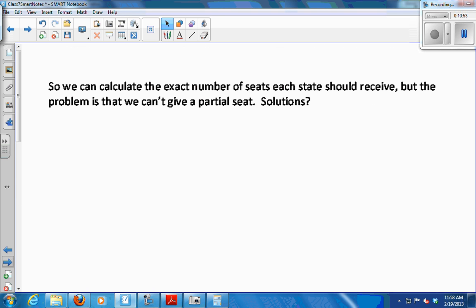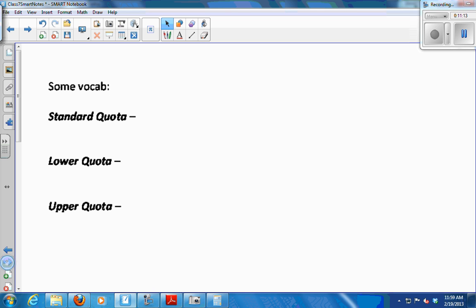So we can calculate the exact number of seats that each state deserves, right? Or the exact number of pieces of candy that each child earned. But the problem is that you can't give out a partial seat in Congress, and you can't give out a partial piece of candy. So we just talked about several solutions. And what we're going to study in this chapter is several historical solutions, how our country solved the apportionment problem in terms of representative government.